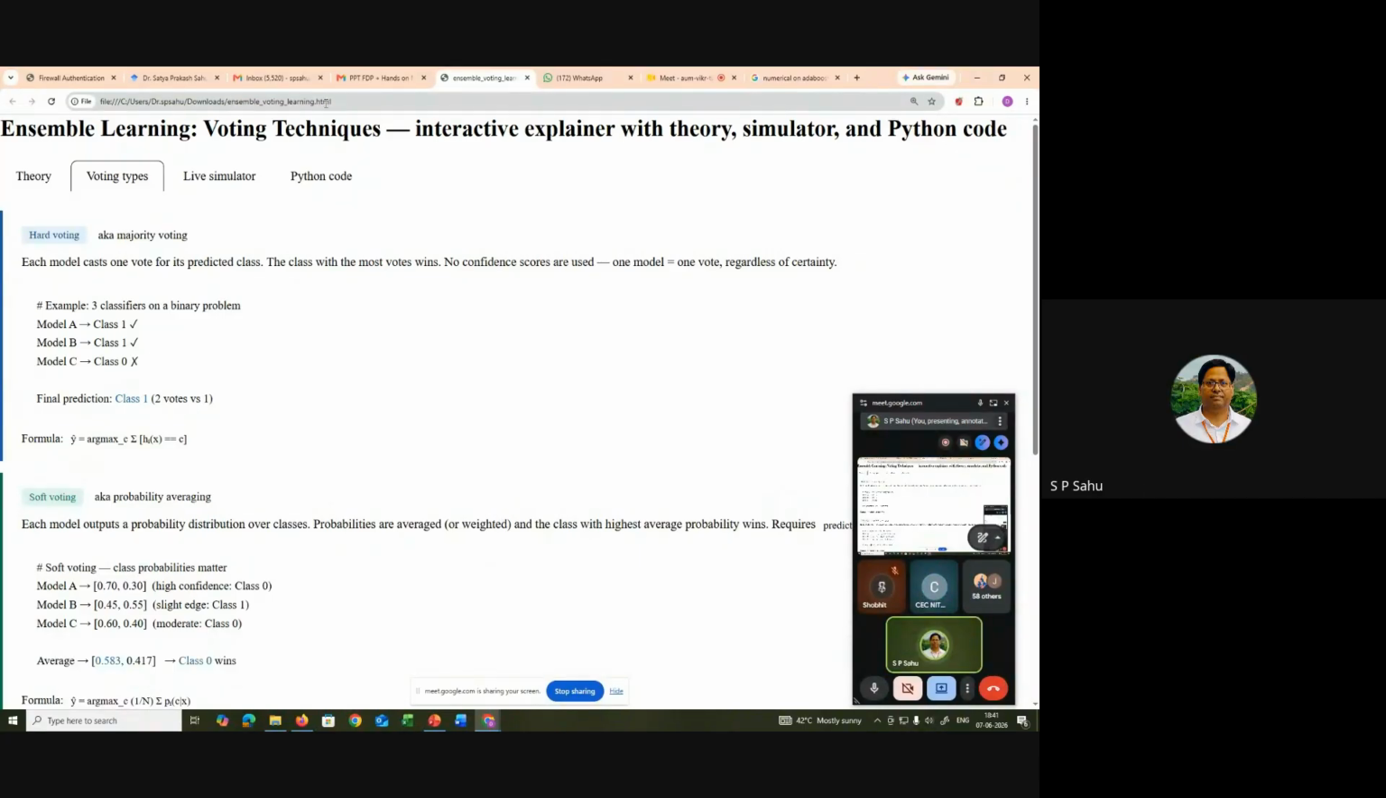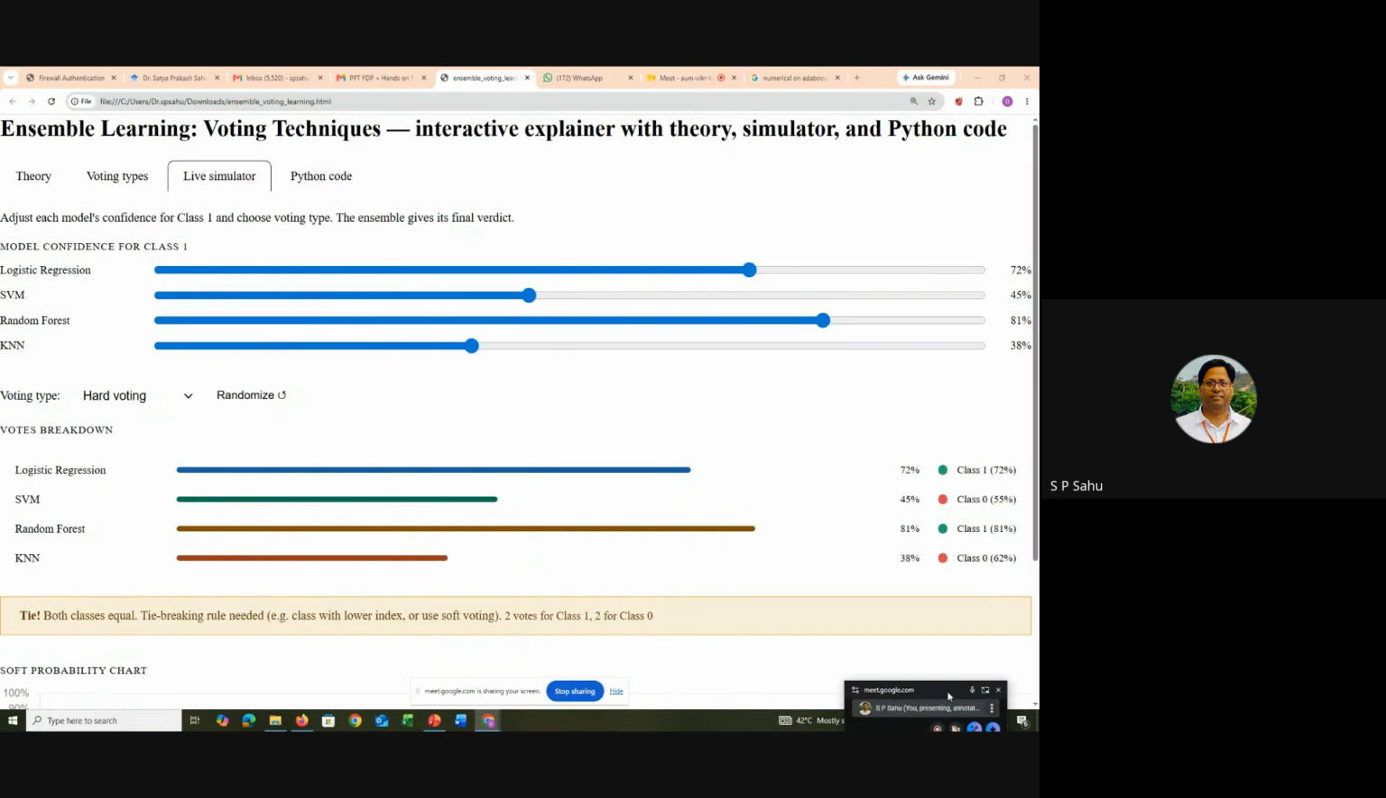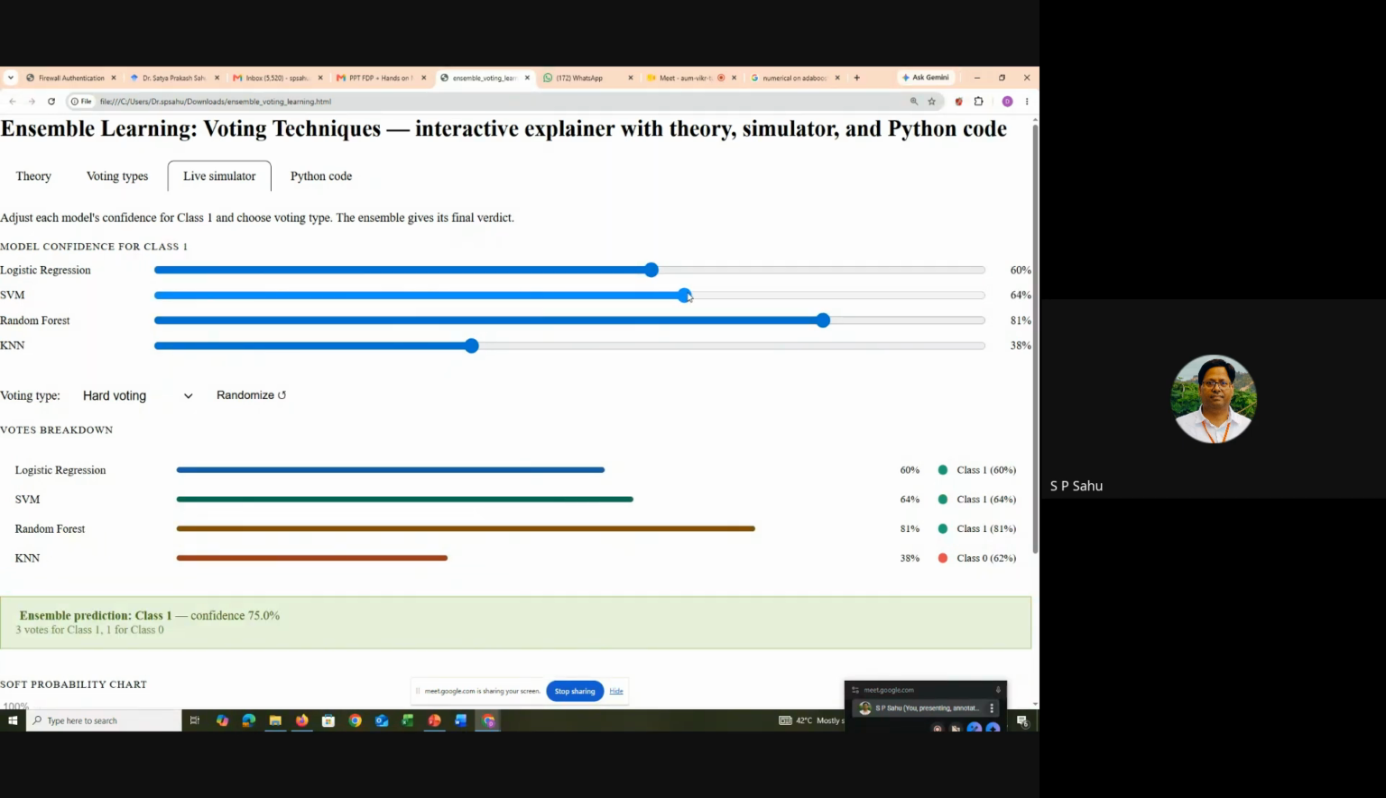Yes, sir. So here, a live simulator as the source, you just see this. Whenever we are using an ensemble model, I'm taking majority voting as a simulation. Let us suppose that we are talking about logistic regression. Logistic regression is giving, let us say, 60%. SVM is giving 70%. Random forest is giving 85%. However, KNN is giving less, 32%.